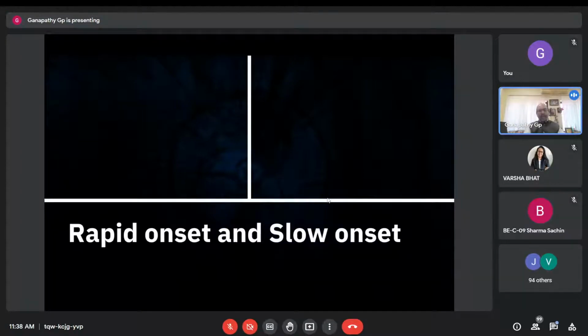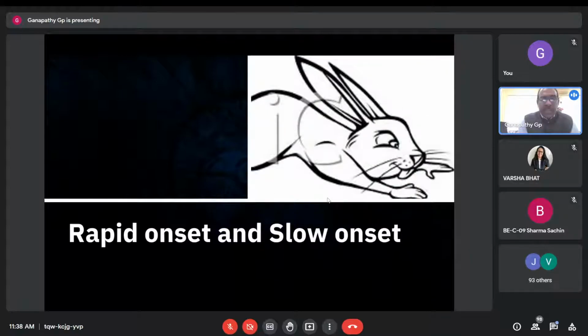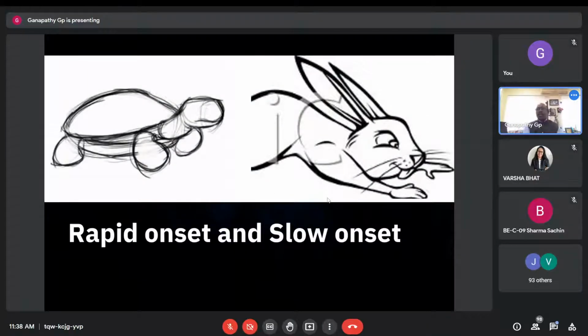Okay, so if you want to understand any disaster, you need to understand the characteristics of a disaster. Unless you know the characteristics and countermeasures of the disaster, you are not able to handle the situation. Some disasters are rapid onset and some are slow onset disasters. So what is this rapid onset and slow onset?